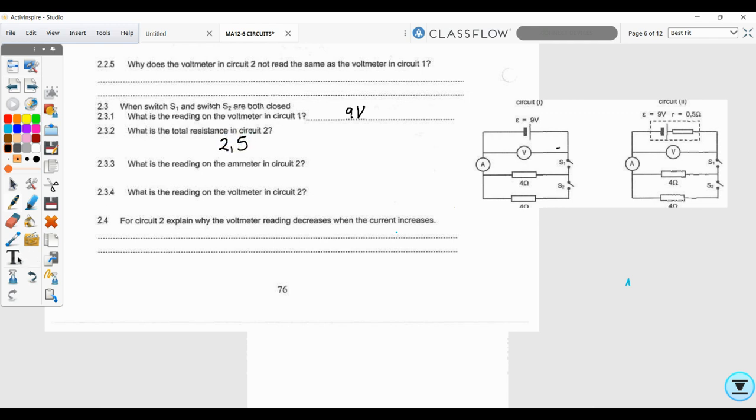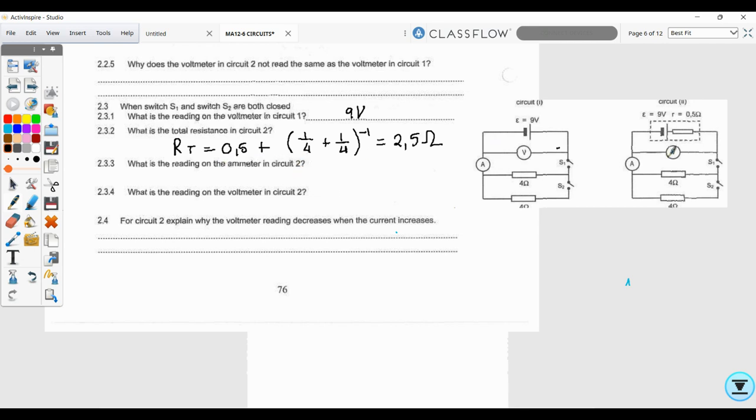If you want to write it out properly, if you have to show your working, you're going to say R total is equal to the 0.5 that is in series, which is the internal, plus, and then just do the maths in one step: (1/4 + 1/4)^-1. Type it in your calculator and you'll still get 2.5 ohms. Happy?